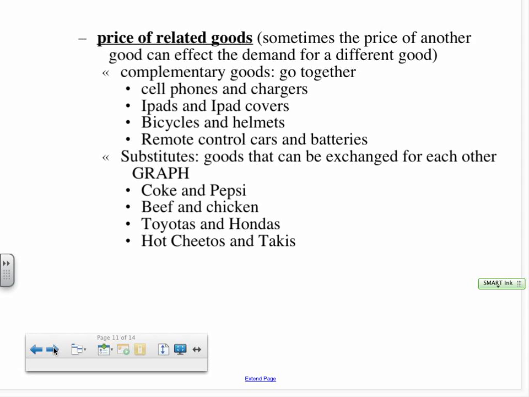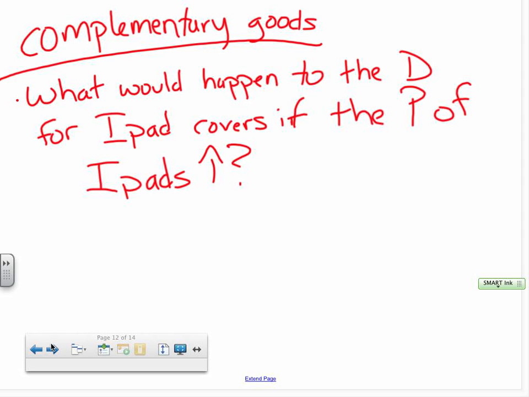Substitutes are goods that can be exchanged for each other, like Coke and Pepsi, beef and chicken, Toyotas and Hondas, hot Cheetos and Takis. We are going to graph these out and explain them in further detail because that is not enough information. Complementary goods. So think of it this way.